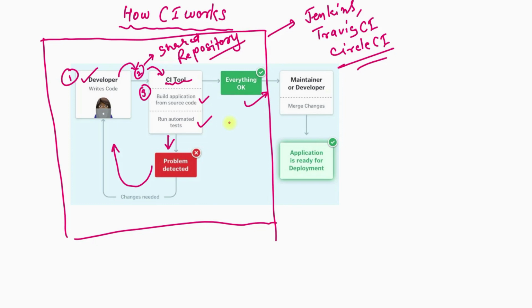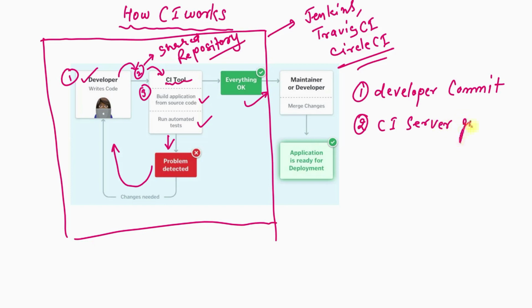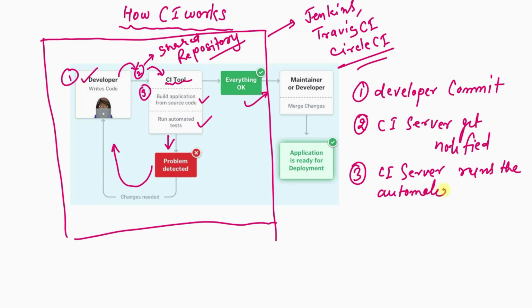What will happen step by step? First step, the developer commits the change in the source code. Second step, the CI server gets notified. Once it gets the notification, then the CI server runs the automated tests.